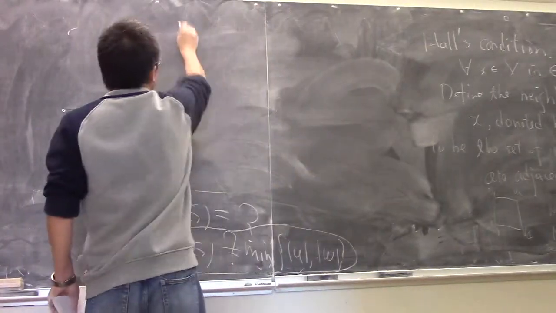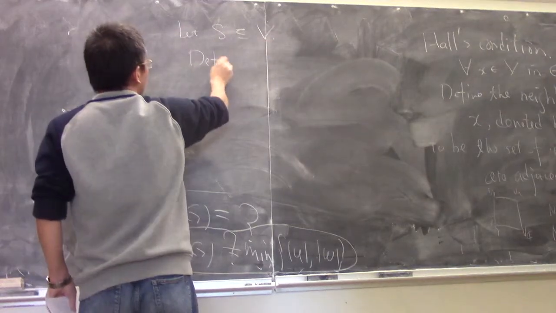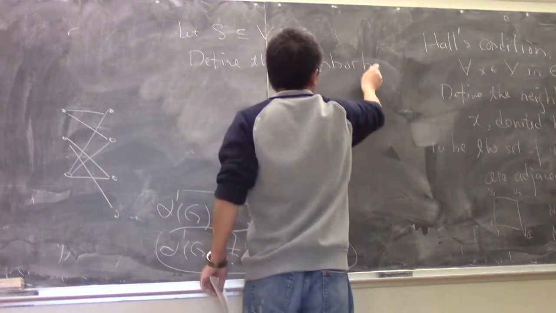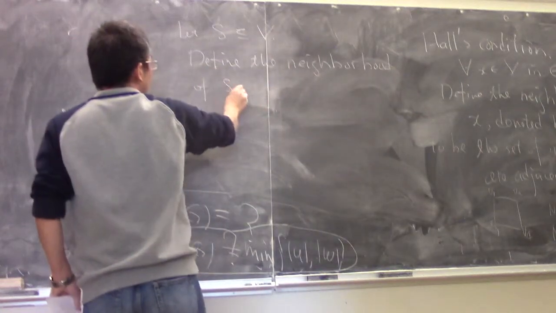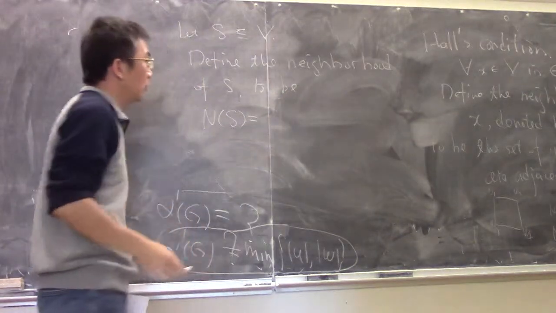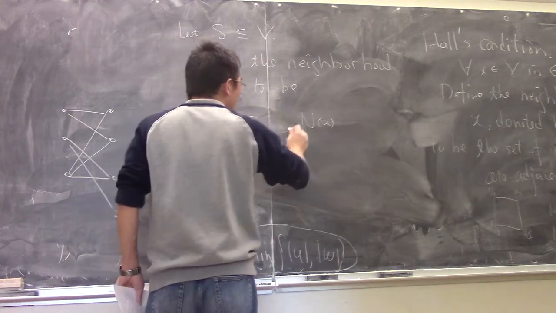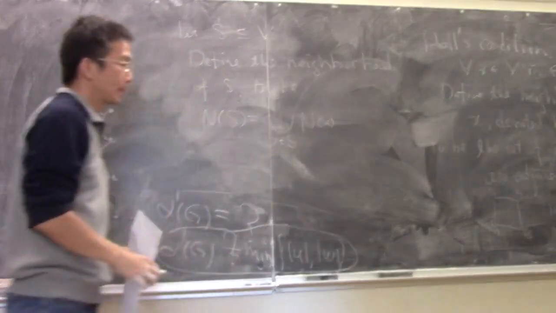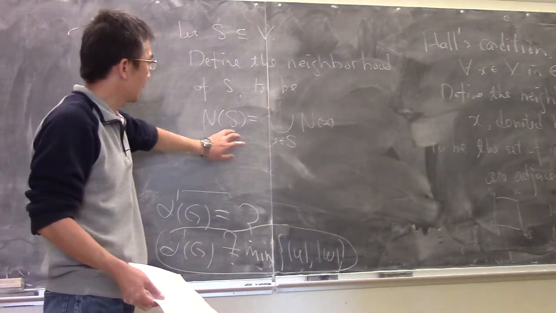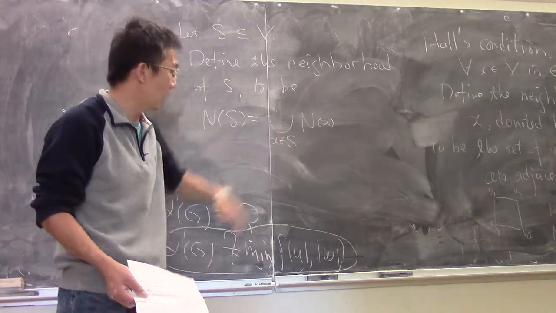And let's say S is a subset of the vertices. We define the neighborhood of S to be the union of the neighborhoods of all of the vertices in S. So you just put them together. For each vertex in S you consider its neighborhood, and then you take the union.